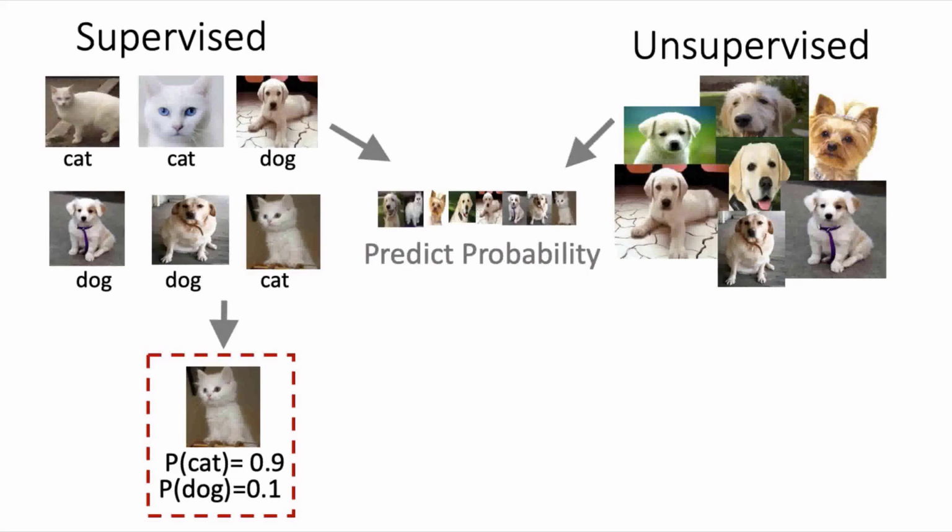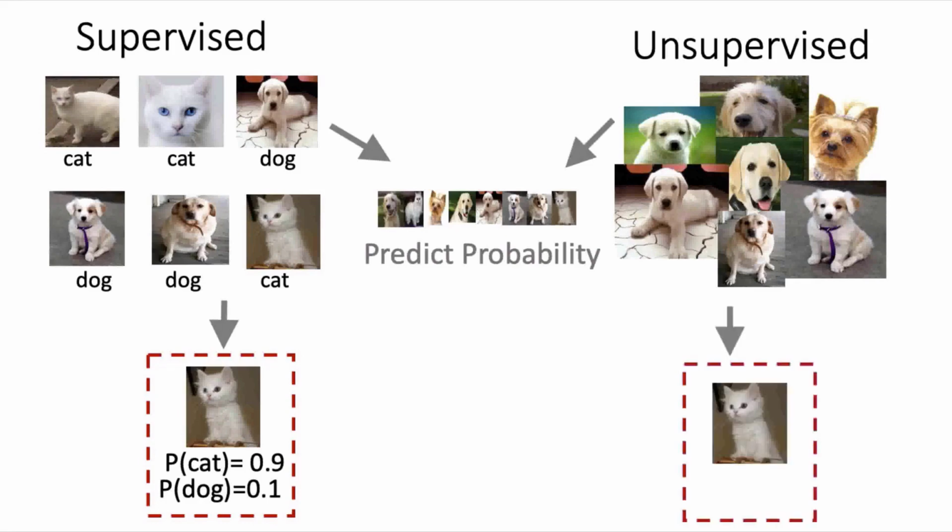In contrast, if the unsupervised learning model saw a cat, it wouldn't have been trained to distinguish cats and dogs per se. It would only say how dog-like this image of a cat was. And it's quite possible that an unsupervised learning model that's only been trained on pictures of dogs would see this picture of a cat and think, well, it's still kind of dog-like, and give it a fairly high probability of being a dog.